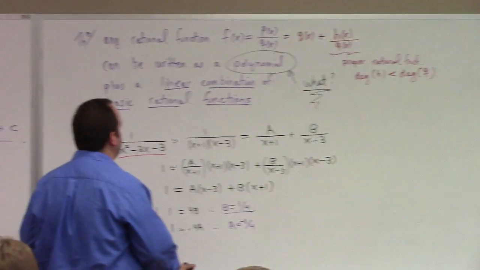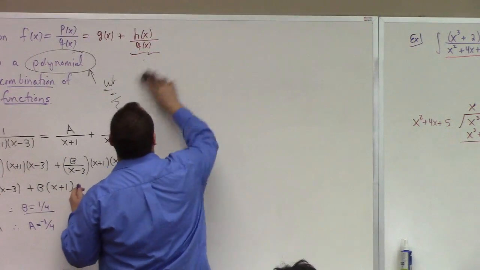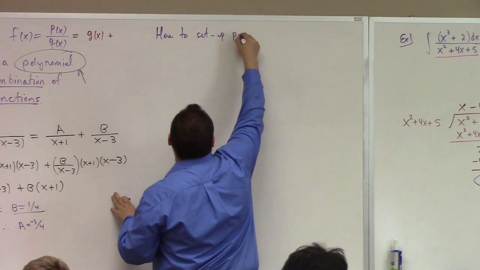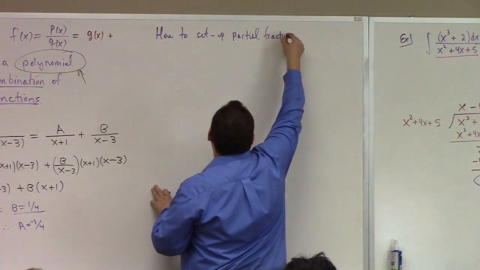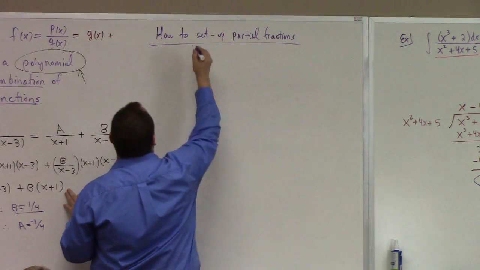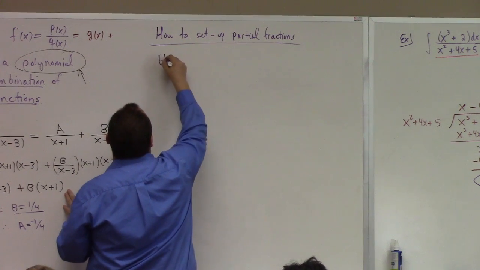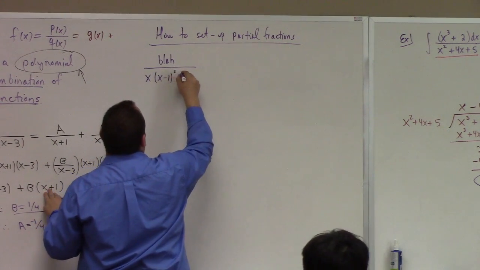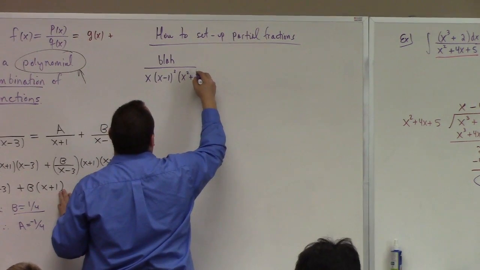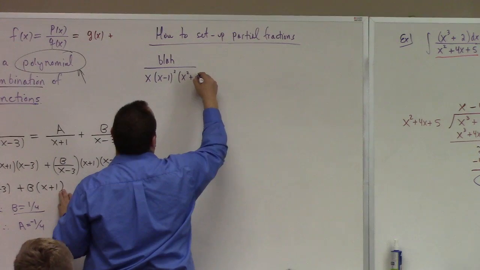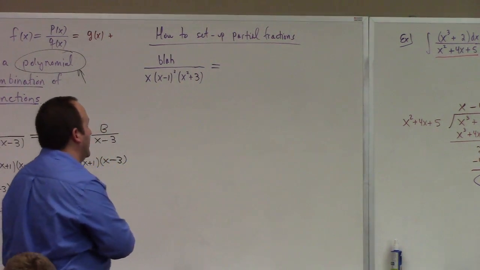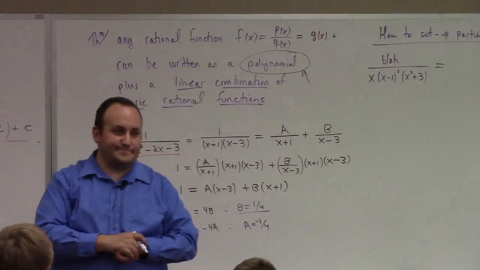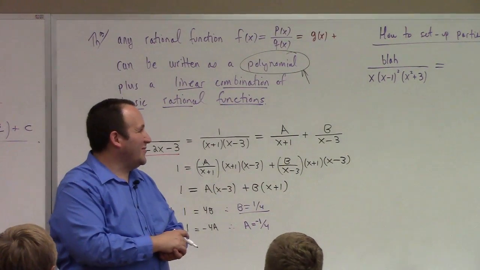All right, let's look at some more. I just want to show you how we set up. And there's always some controversy here. Students don't want to believe me. But pretty much blah, divided by x times (x minus 1) squared times (x squared plus 3). What would the partial fractions decomposition be for this? I say blah, but we have to know something about blah. Blah should be what? Can't be more than what order?